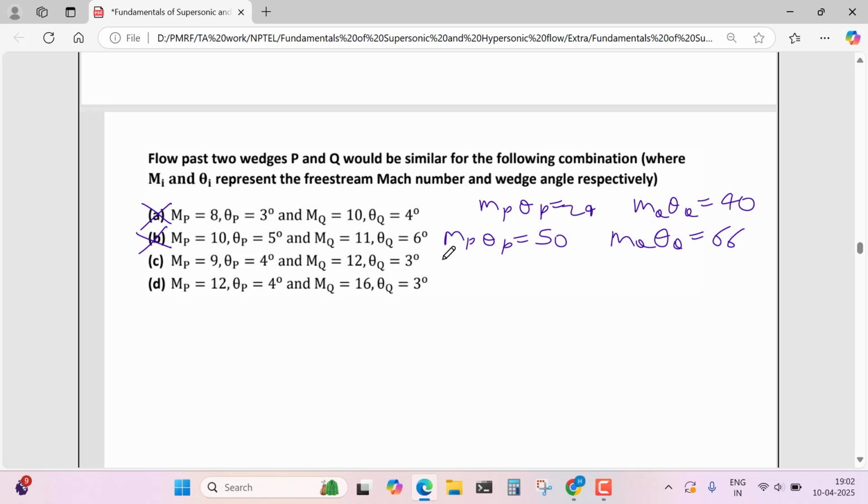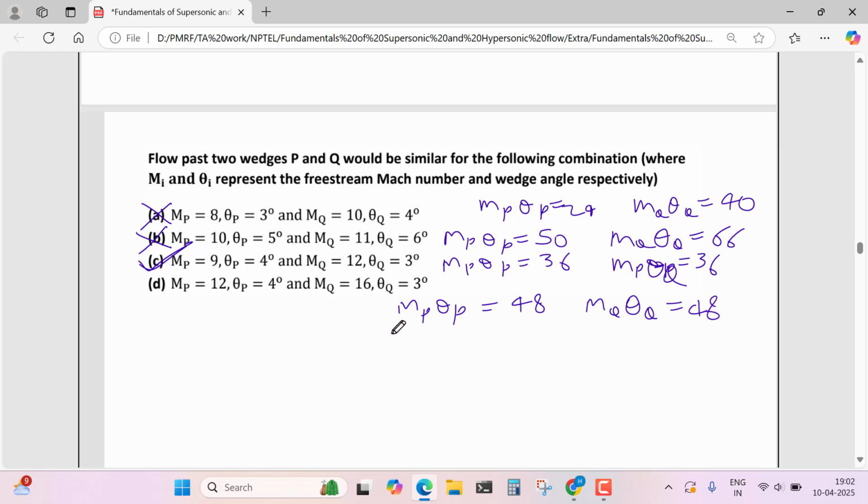Option C, M_p theta_p equal to 36, M_q theta_q is equal to 36. Both are equal, so the flow will be similar. Option D, M_p theta_p equal to 48, M_q theta_q is 48. So here also the M into theta product, that means the hypersonic similarity parameter, is the same, that's why the flow will be similar. So the answer for this problem is option C and D.